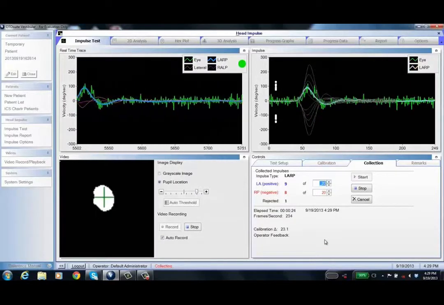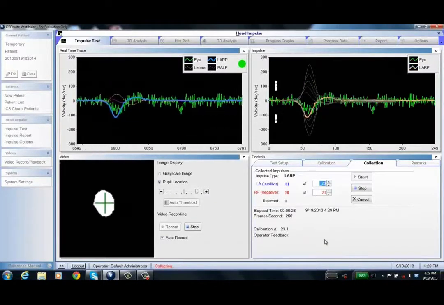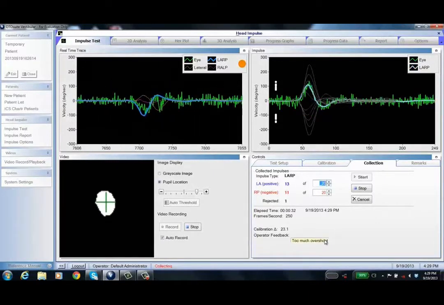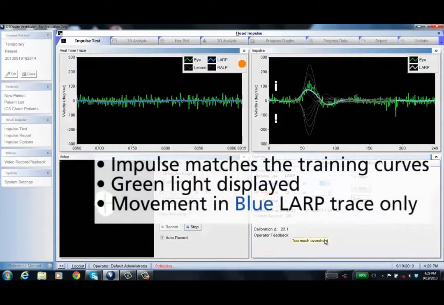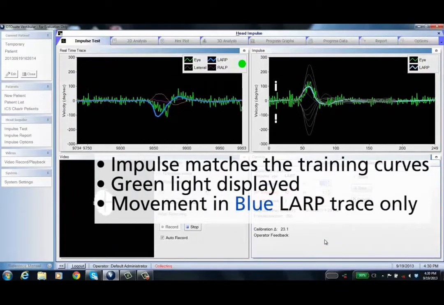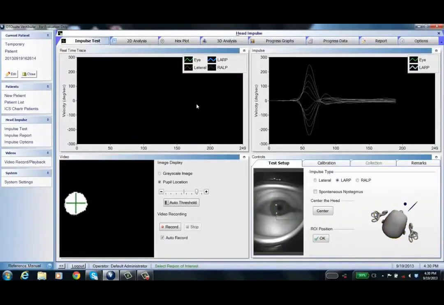So remember, when you're doing head impulses, you can always get that it's too slow or too much overshoot, but now if you're stimulating the wrong plane, you'll get a message that says wrong plane stimulated. So again, your impulses should be matching up to the training curves. You should be seeing the green light. You should only be seeing movement in the head trace that is the LARP, that's your blue trace. So once you're done with LARP, then you want to do RALP.